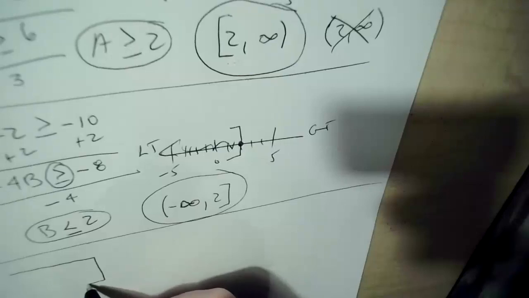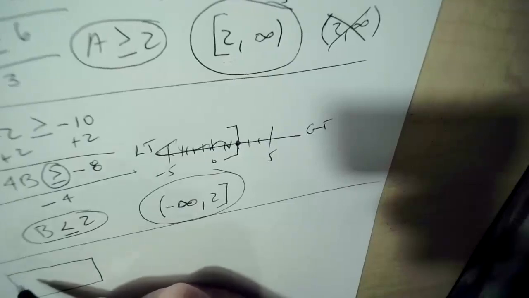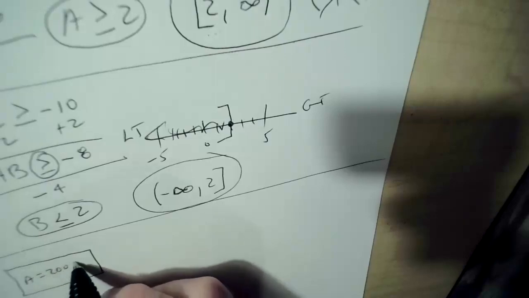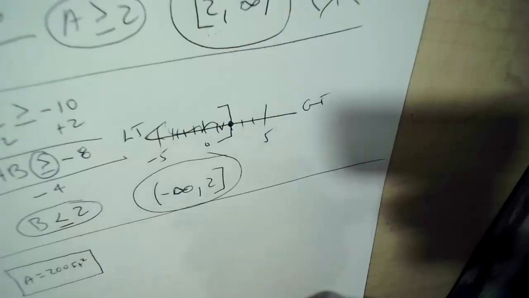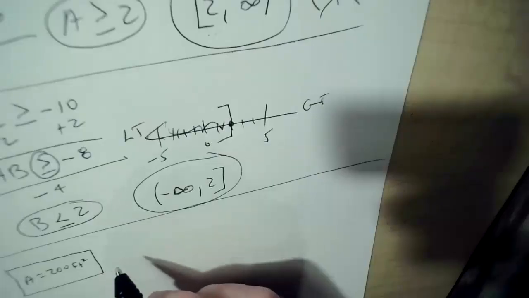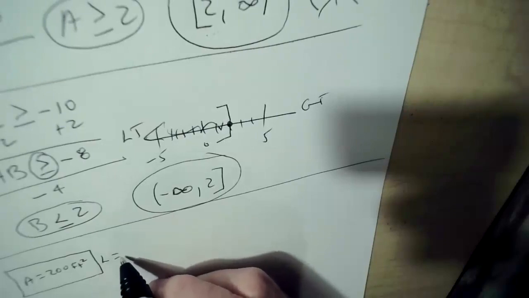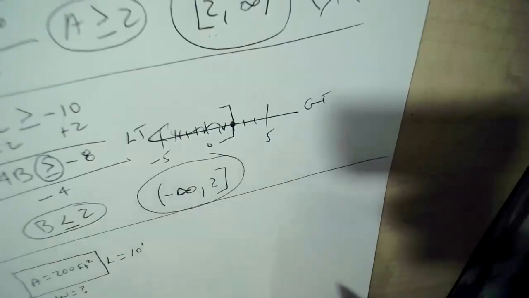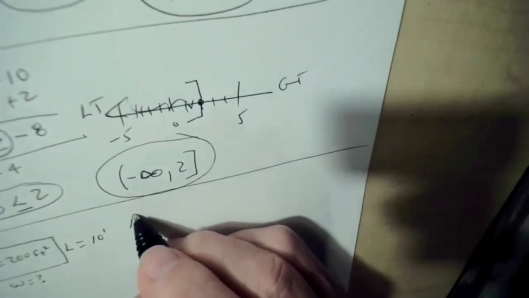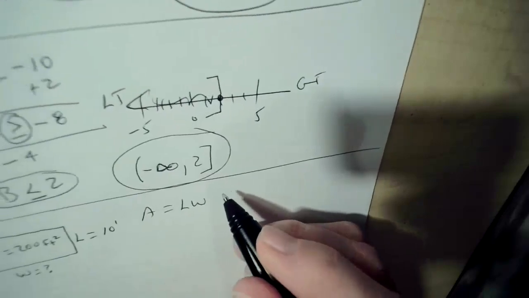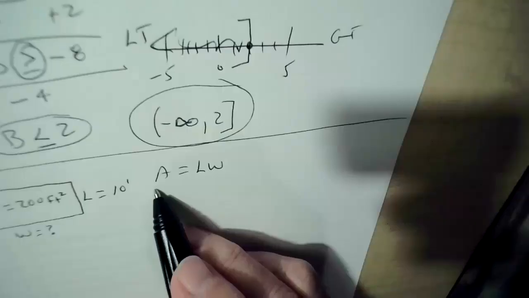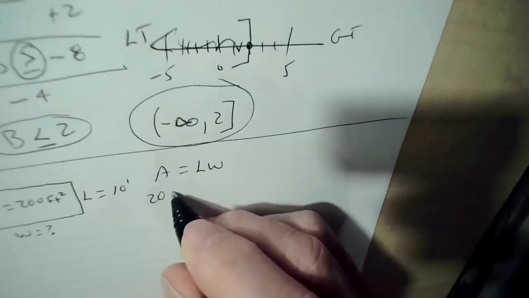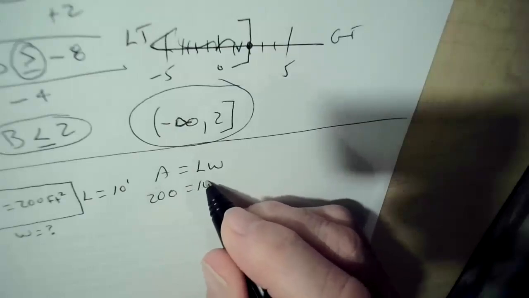26. Ms. Garcia has a garden in the shape of a rectangle. I'm sorry, but I have to draw pictures. It has an area of 200 square feet and a length of 10 feet. What is the width? Now remember, the formula here is area equals length times width. Very simple problem. Just plug in the numbers you know and solve for what you don't know.